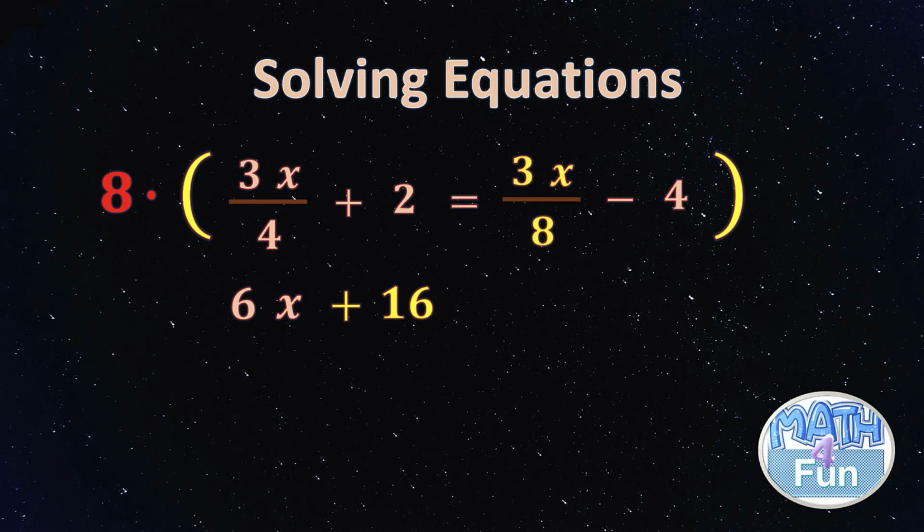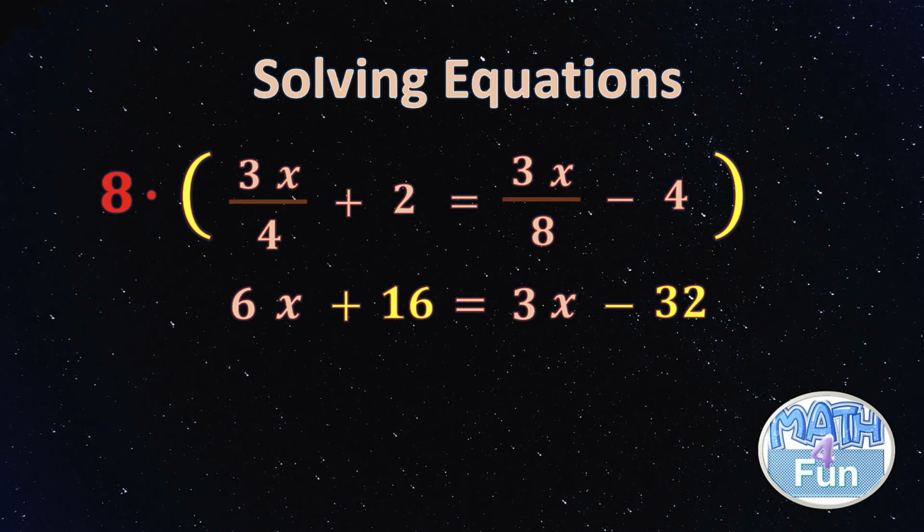And the same thing we have done in the first one, we can do it here. 8 divided by 8 is 1. 1 times 3x is 3x. And then 8, we need to multiply it by the negative 4. So 8 times minus 4 is minus 32. And now the equation is similar to the previous question. So here we have 6x plus 16 equals 3x minus 32.